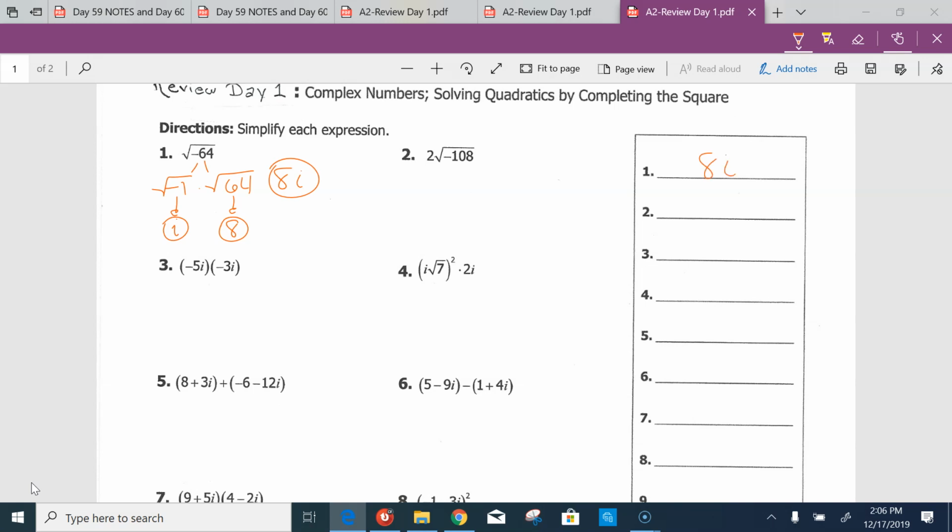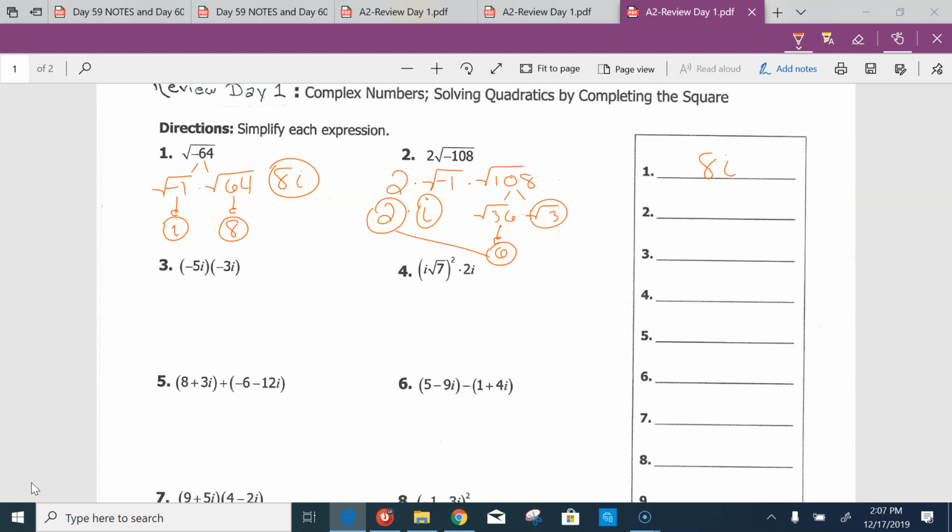Number 2. 2 times the square root of negative 108. So 2 times the square root of negative 1 times the square root of positive 108. 2 comes on down. I know the square root of negative 1 is going to be i. And then now I need to figure out the square root of 108. To figure that out, I need to figure out what's the biggest perfect square that goes into 108. And that number is going to be 36, because 36 times 3 gives me 108. The square root of 36 is going to be 6. So I have a 6, I have an i, I have a 2, and I have the square root of 3.